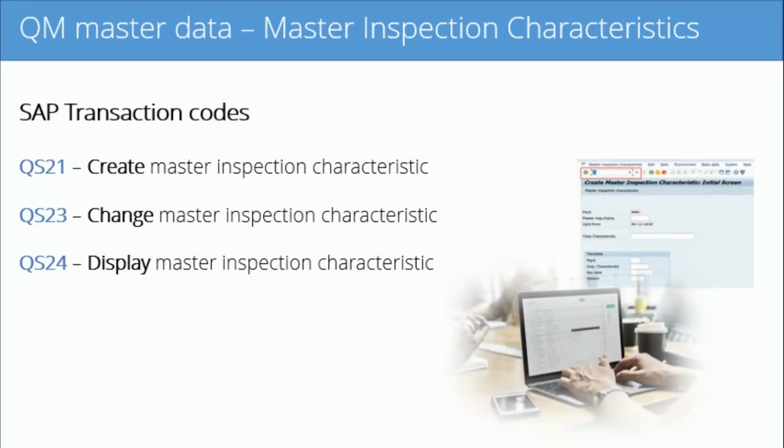The transaction codes of master inspection characteristics in SAP, which are used in maintaining MICs, are QS21, QS23, QS24. QS21 is used when you create an MIC newly, whereas QS23 is used when you want to change an already created master inspection characteristic. QS24 is for display mode for viewing an existing master inspection characteristic.